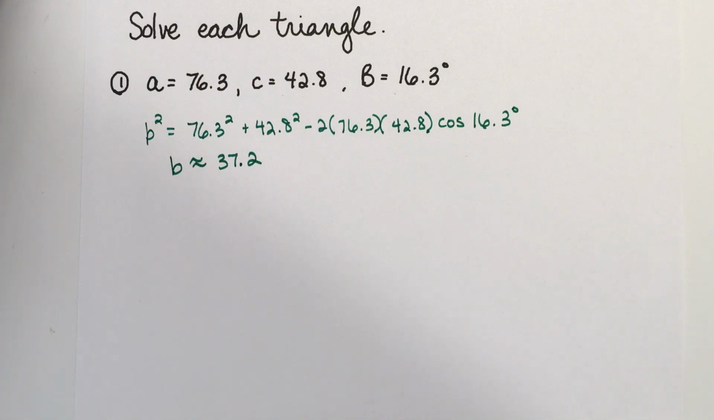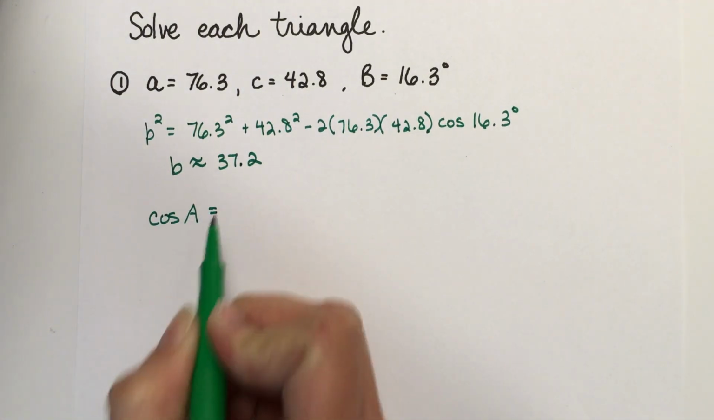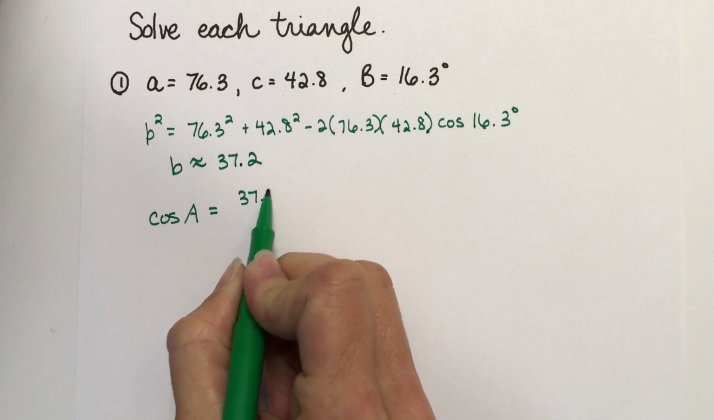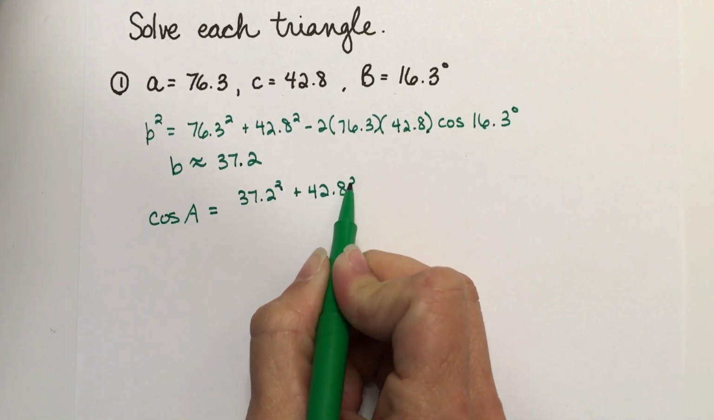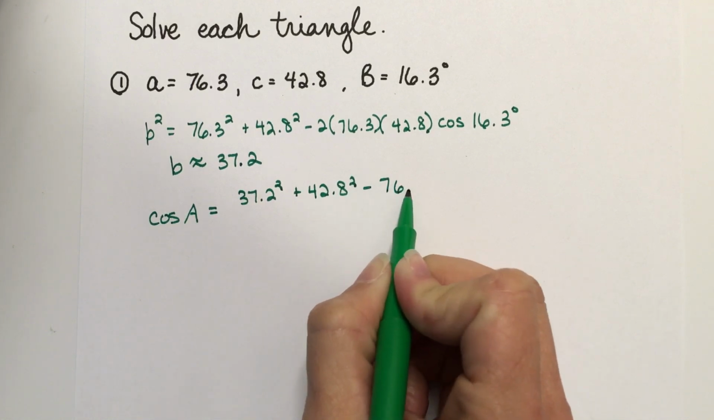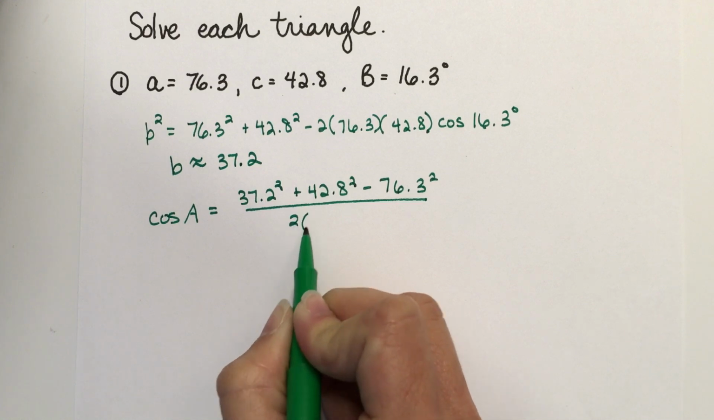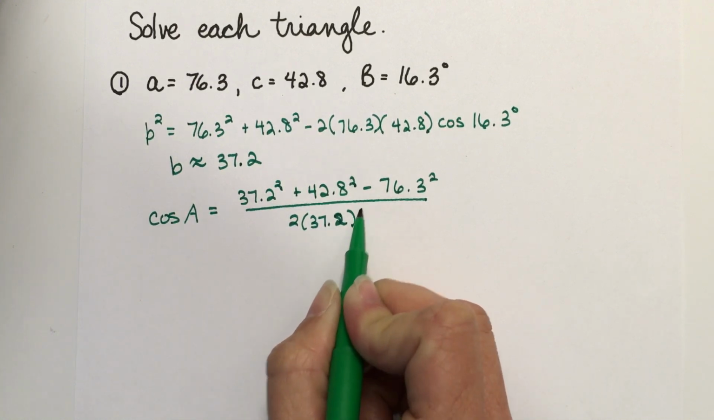All right, so now that you have that other side, now you can find angle A and angle C, and it doesn't matter which one you find first. Let's just go with angle A. All right, so follow the formula for cosine of angle A. So you'll have 37.2 squared plus 42.8 squared minus 76.3 squared, divided by 2 times 37.2 times 42.8.